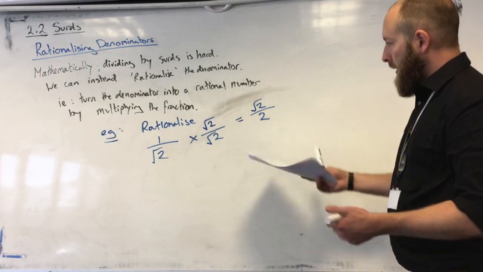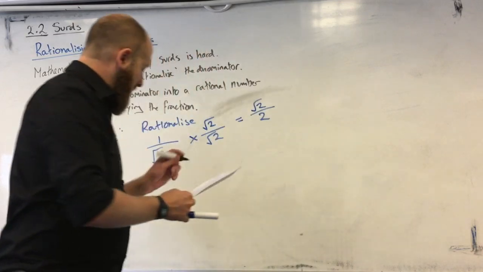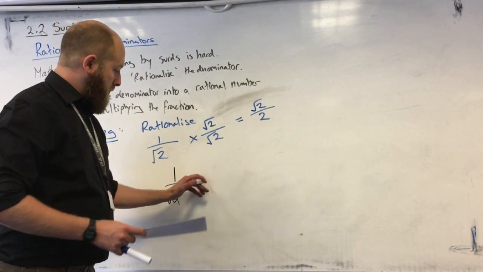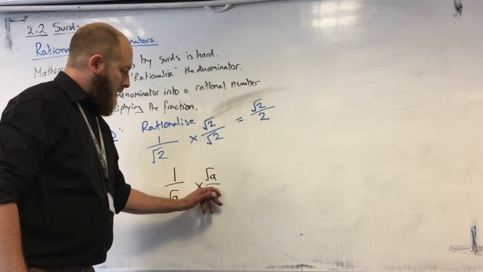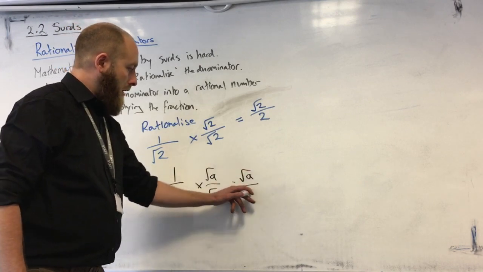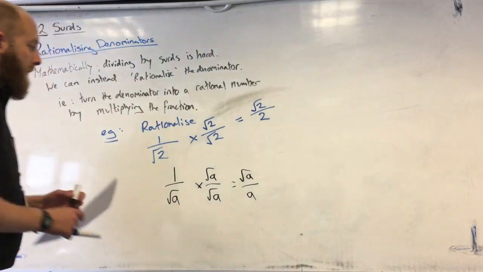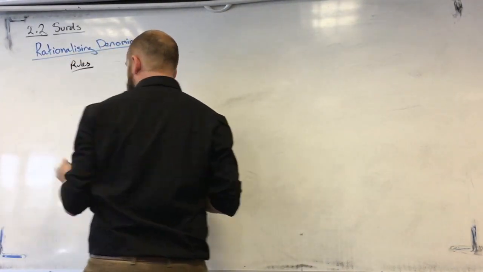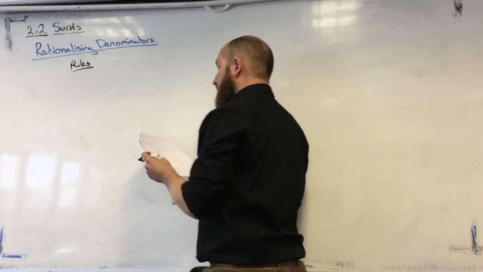So that's the simple type, and the rule for that one is 1 over root a times by root a over root a, and you end up with root a over a. But there are some more difficult types of these as well. So here are all of our rules for rationalising denominators.